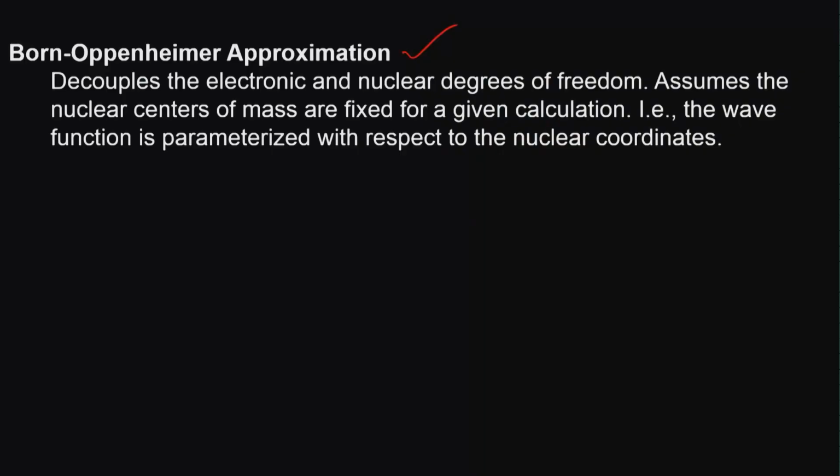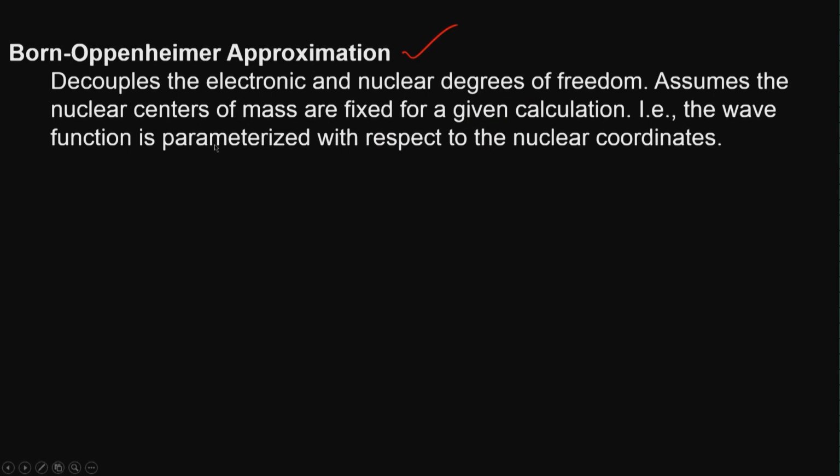There are many approximations when we consider quantum mechanics. We will talk about some of those. The most important one is called the Born-Oppenheimer approximation. What it does is decouple the electronic and nuclear degrees of freedom. It assumes the nuclear centers of mass are fixed, and the electrons move around this nucleus. So, you reduce the number of degrees of freedom, that is the advantage of the Born-Oppenheimer approximation. The wave function is parameterized with respect to the nuclear coordinates.